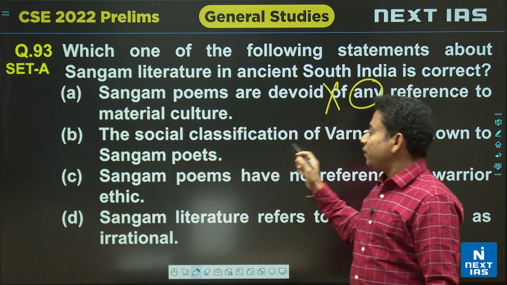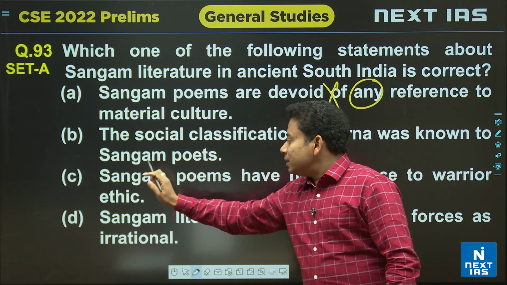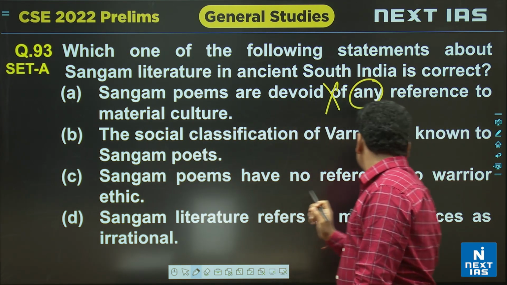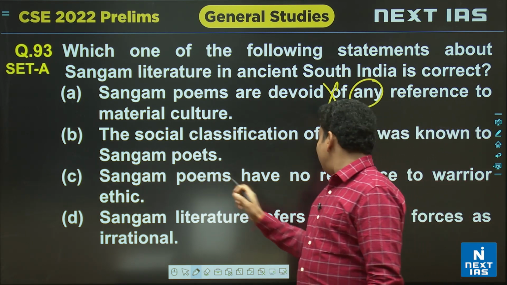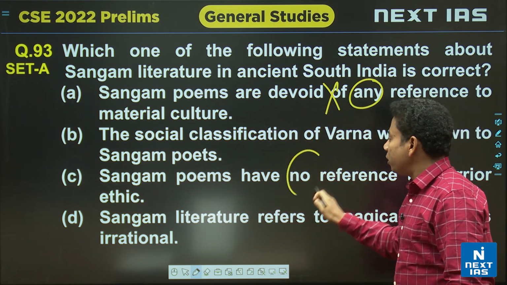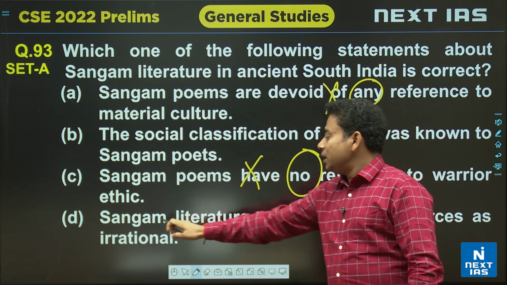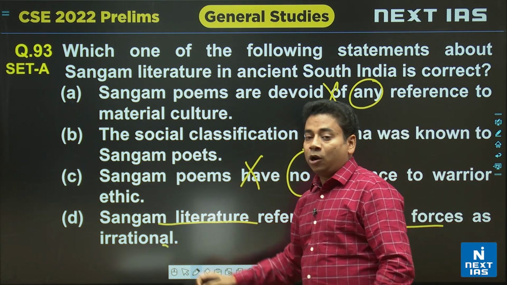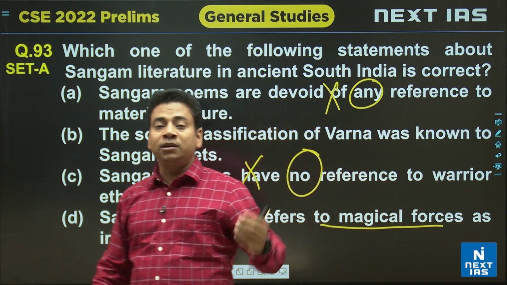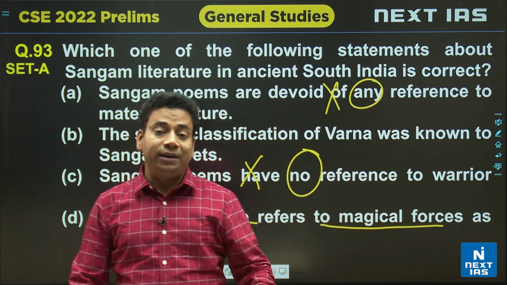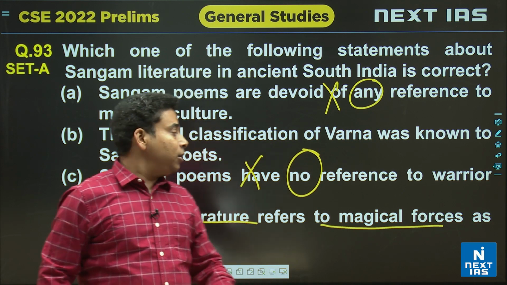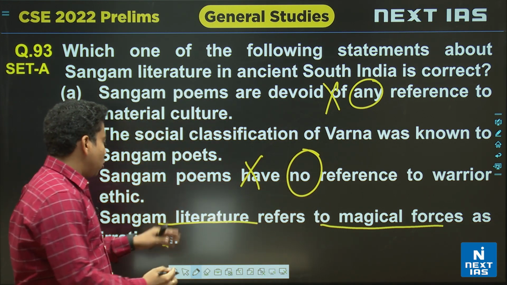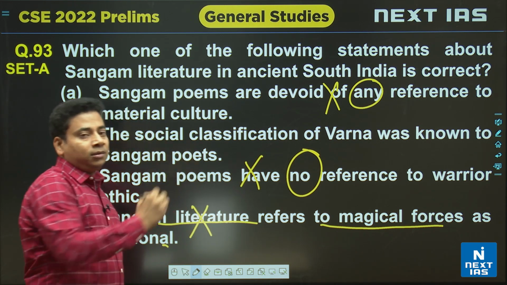The social classification, we will come to this later. Then, Sangam poems have no reference to the war ethics, the warrior ethics. Now again, if you see, no reference. That is again an absolute term. Sangam literature refers to the magical forces as irrational. Now at that period, 3rd century BC to 3rd century AD, in the Sangam, it is not possible to say the magical forces as irrational. So again, this is not correct.